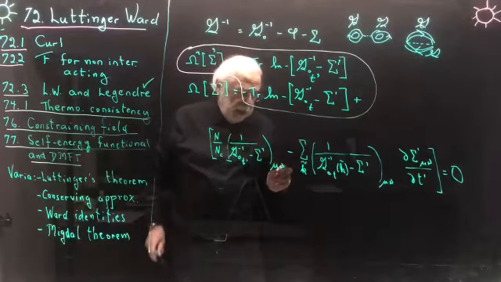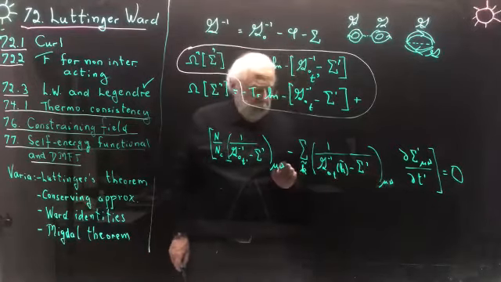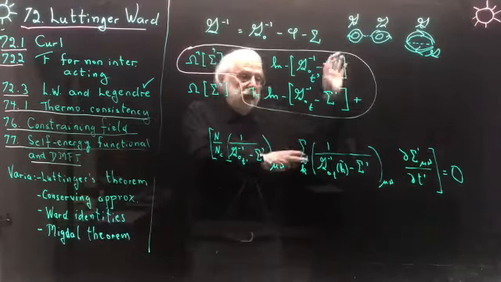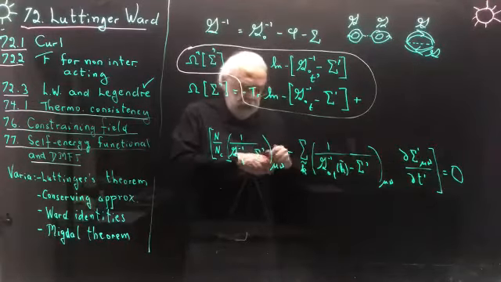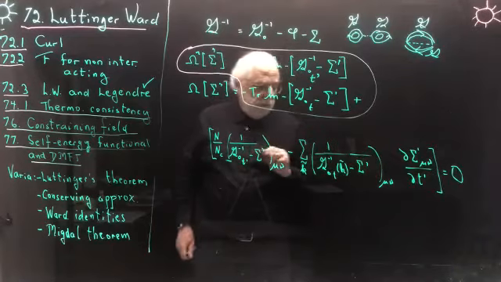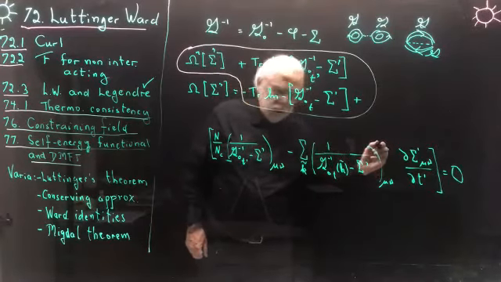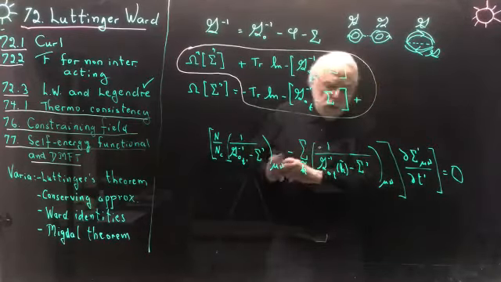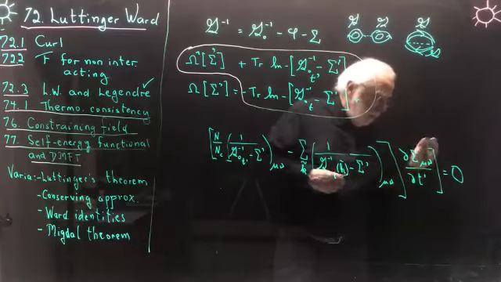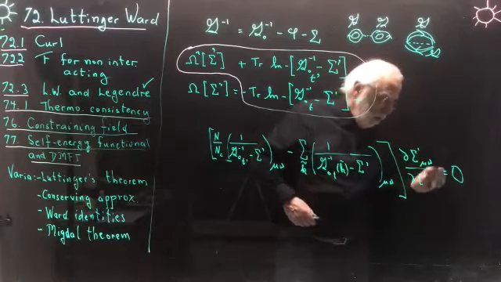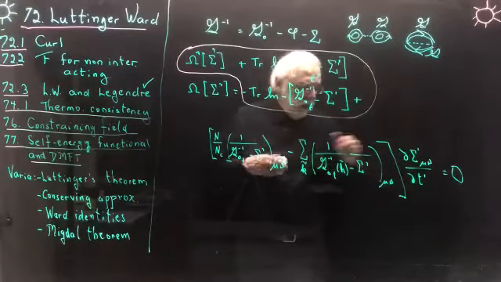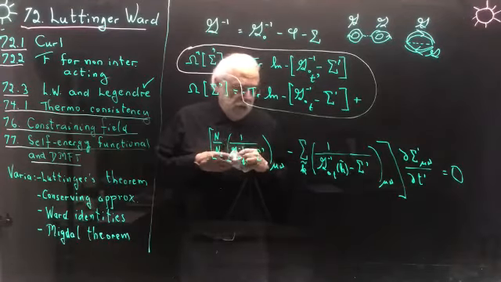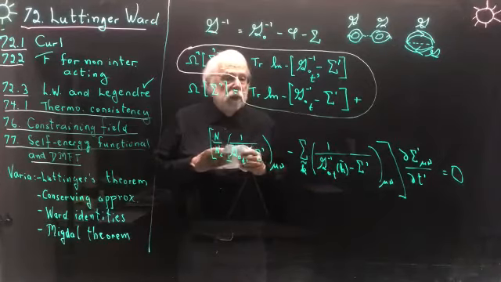So if you think of these indices as a single index, then this looks like a dot product. One way to have this equal to 0 is to have this vector perpendicular to this. Another way, which is the way that we will use, is to have all the components of this equal to 0.